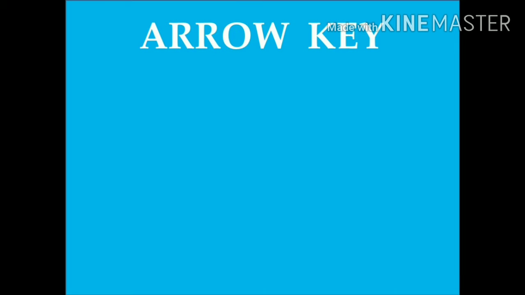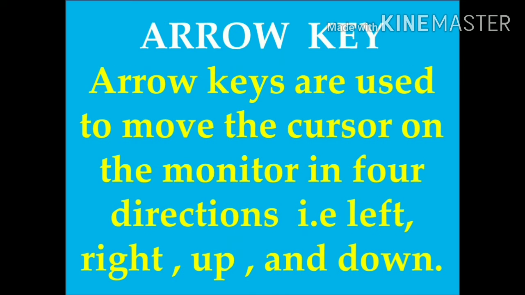Okay, now number second. Next is the arrow key. Arrow keys are used to move the cursor on the monitor in four directions, that is left, right, up and down. So when you want to move the cursor on the monitor in four different directions, then you will have to use arrow keys, and we have four arrow keys on the keyboard. I will show you afterwards.